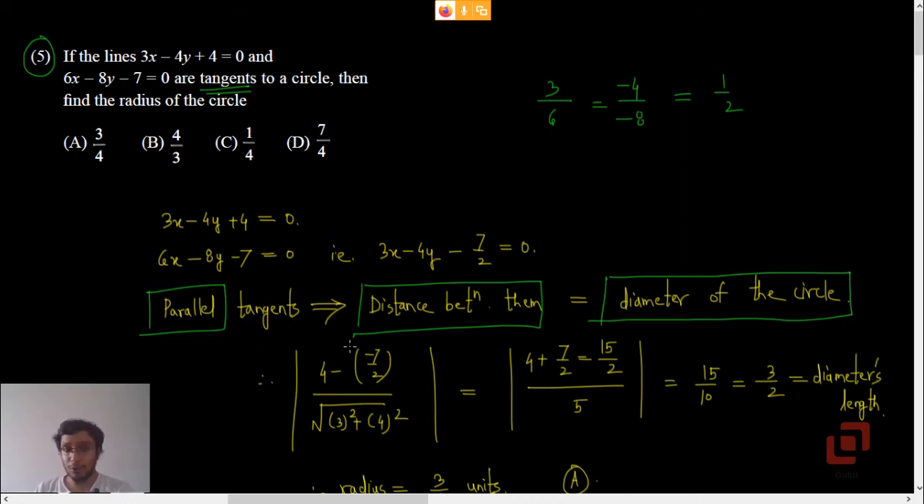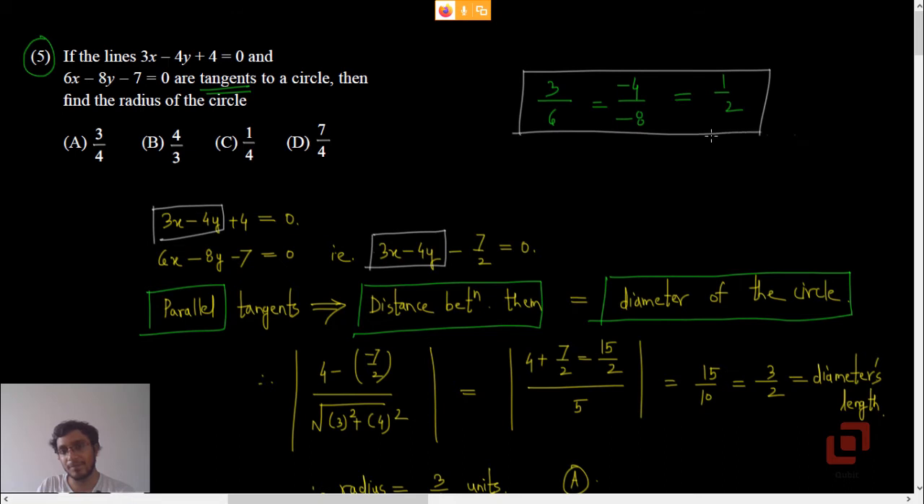To do that, if you remember, I had warned you to check that the coefficients of x and y should be the same. It is not necessary for parallelism; for parallelism, the ratio should be the same. But if you are using the formula to find the distance between these two lines, then the coefficients must be the same. So if you divide this equation by 2, then you will get 3x minus 4y minus 7 by 2 equal to 0. That is this equation.